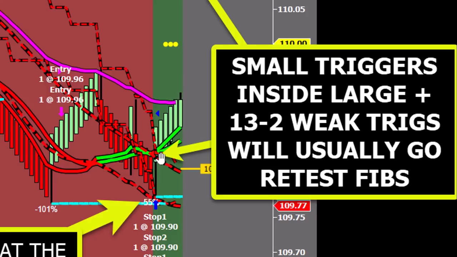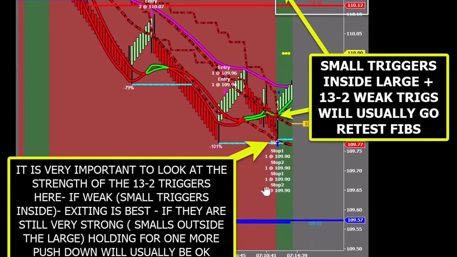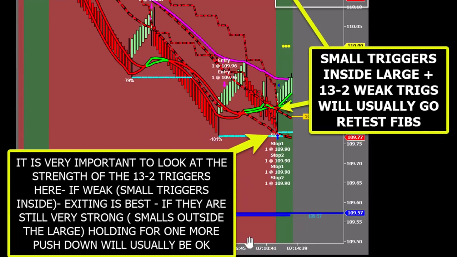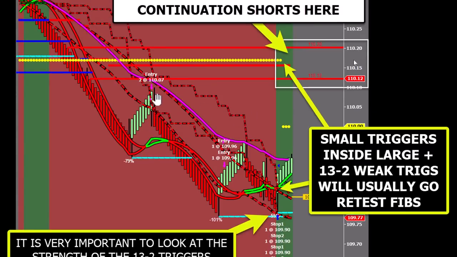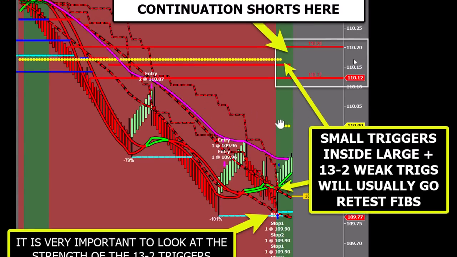So again, I want you to keep this example in your mind, because it's very important to look at the strength of the 13-2 triggers. And again, just like we saw in that last situation, if they're weak, you want to take the exits based on your 5-1 chart. If they're strong, you want to kind of go out kicking and screaming. So you might opt to stay in, even, and have a stop maybe above the 1-to-1s, or depending on where you got in. If this was your first entry and you took some profit and had a break even plus, you might hang on.